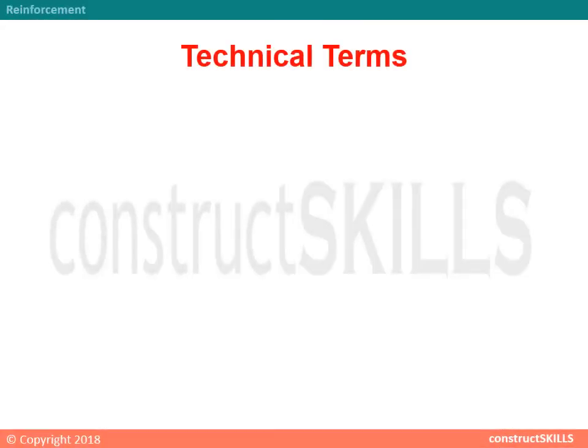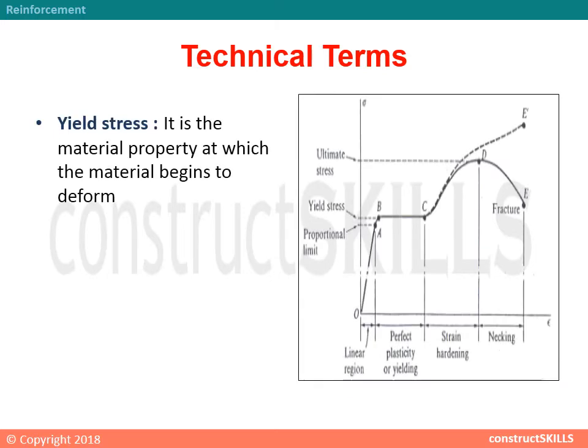Spacer is used to maintain reinforcement in proper position and maintains distance between the vertical reinforcement in walls. Yield stress is the material property at which the material begins to deform plastically, whereas yield point is the point where nonlinear deformation begins.